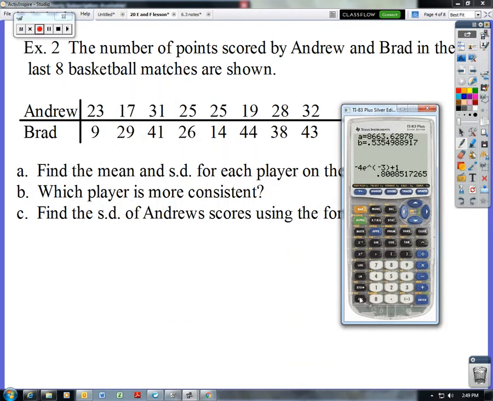Fortunately, we have a fairly small set of numbers. Clear all this off. Stat, edit. So we're going to go to edit. I'll go up and clear my lists. And then I'm going to put in Andrew in L1. Follow along with me on your calculator, because you learn by doing.